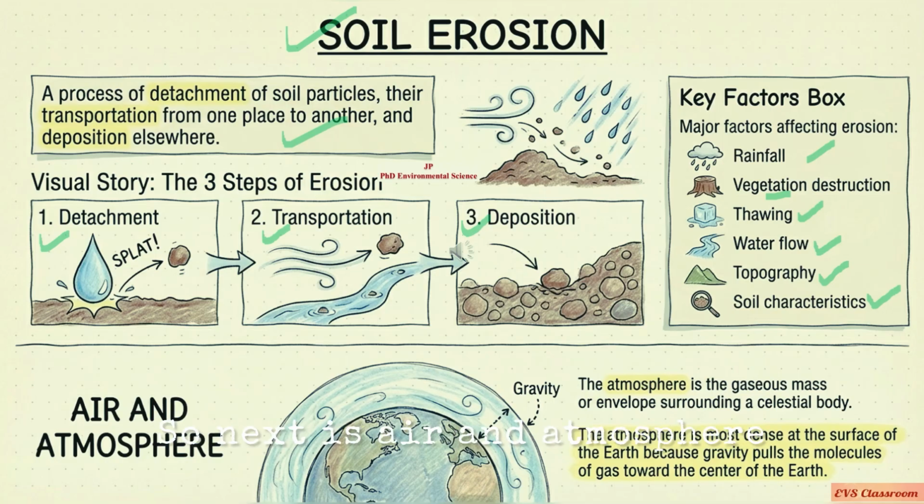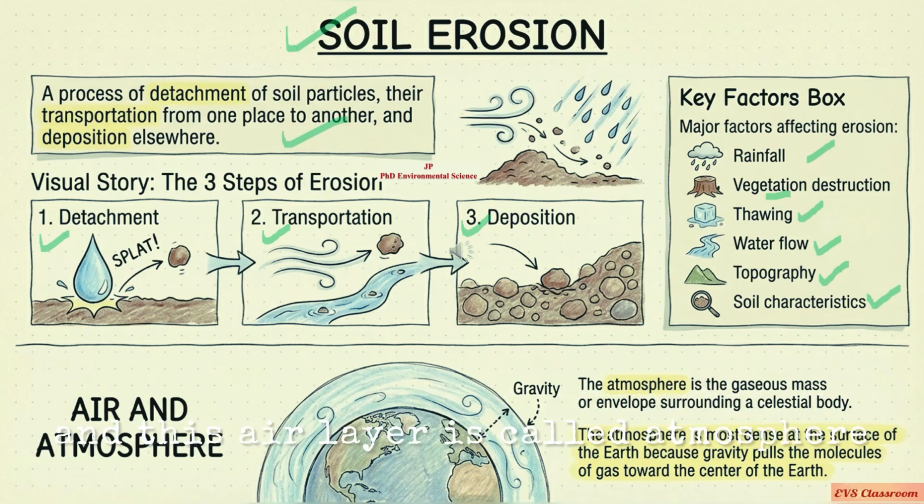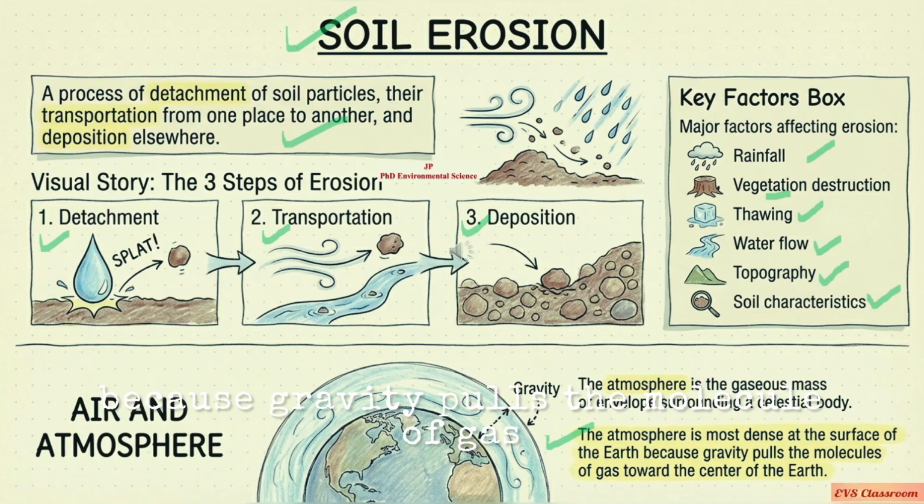So next is air and atmosphere. Earth is surrounded by air and this air layer is called the atmosphere. The atmosphere is most dense at the surface of the Earth because gravity pulls the molecules of gas towards the center of the Earth. Means gravity pulls the air downwards, so air pressure also decreases with altitude.